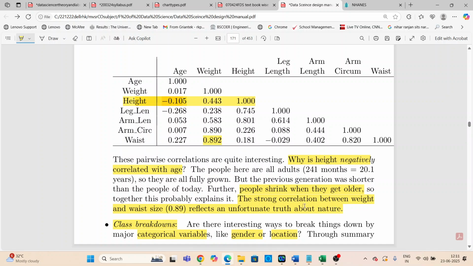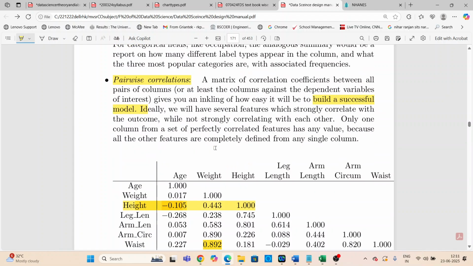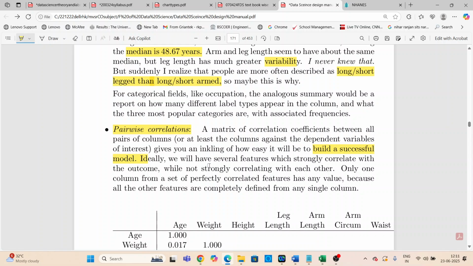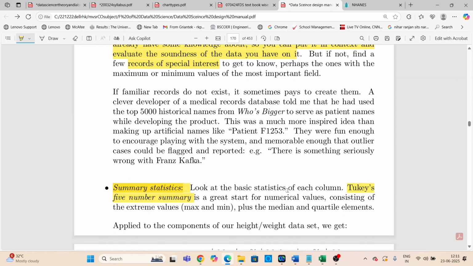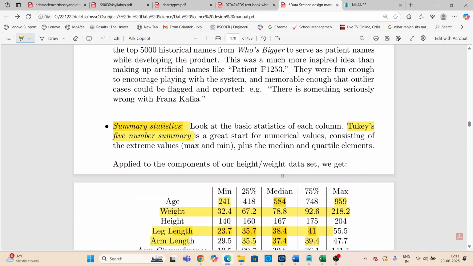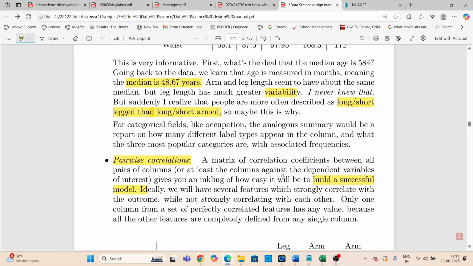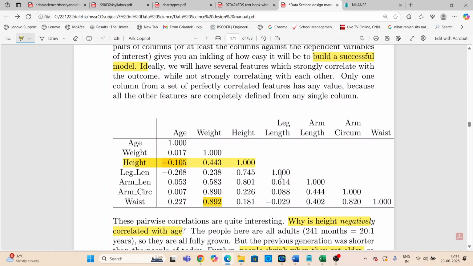But you can see there is a positive correlation between weight and waist size. Say for example, this is a health related issue, right? As the weight increases, the waist size also increases. So by taking summary statistics, by finding pairwise correlations, by drawing these kinds of tables, Tukey's 5-number summary, basically you are performing exploratory data analysis to understand more about the data.